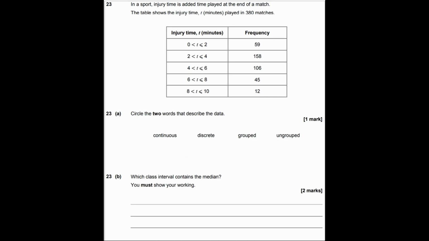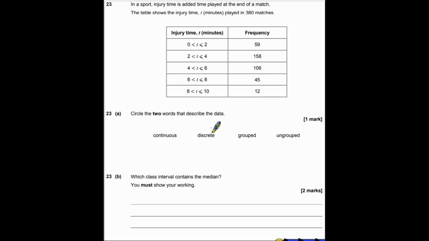Question 23. In a sport, injury time is time played at the end of a match. The table shows the injury time in T played in 380 matches. So here we've got a table. We're asked to circle two words that describe the data. Well, continuous and discrete are different types of data. Let's have a look which this is.